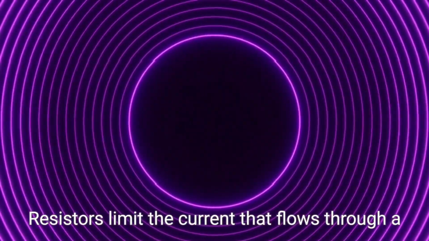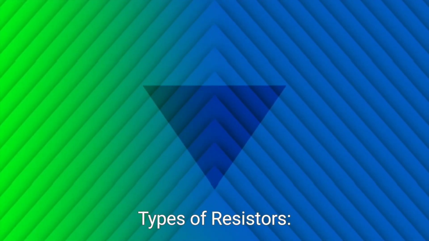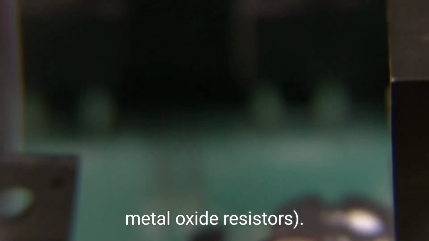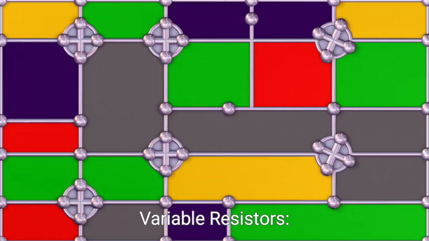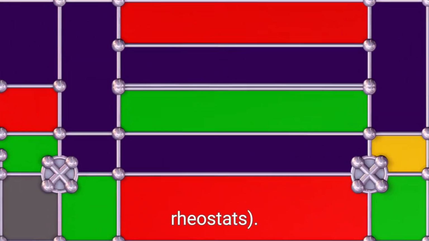Key points about resistors. Function. Resistors limit the current that flows through a circuit, protect other components, and help set the appropriate voltage for other parts of the circuit. Types of resistors. Fixed resistors. Their resistance value does not change, e.g., carbon and metal oxide resistors. Variable resistors. Resistance can be adjusted, e.g., potentiometers, rheostats.